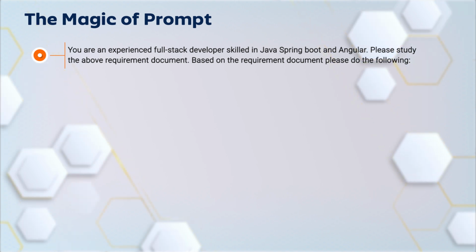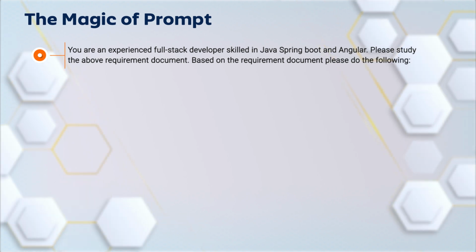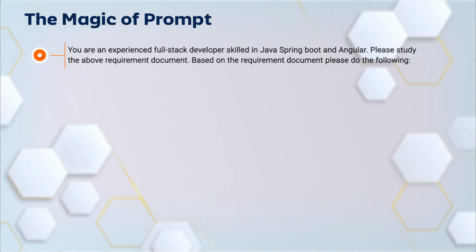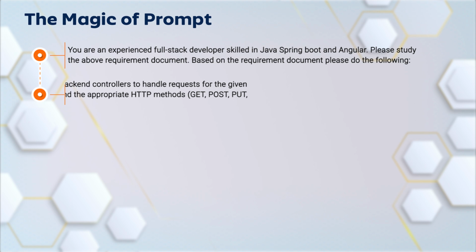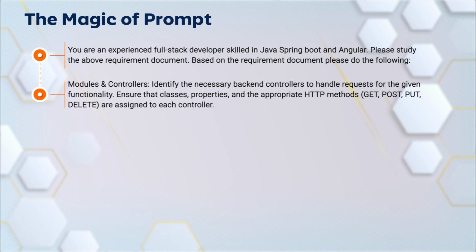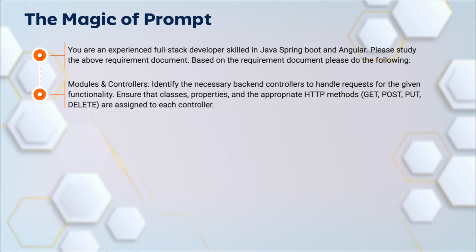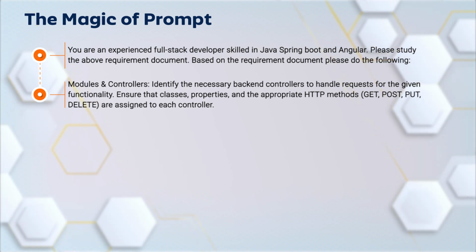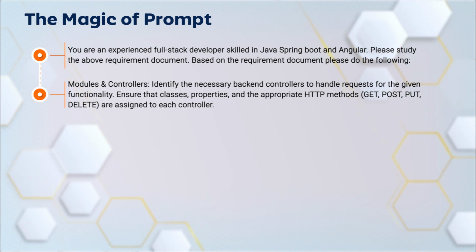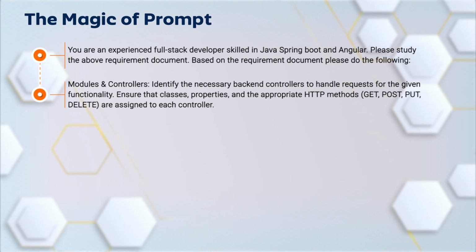You are an experienced full-stack developer skilled in Java, Spring Boot, and Angular. Please study the Evolve requirement document. Based on the requirement document, please do the following. Modules and controllers. So this line will instruct the AI tool to generate the modules and the controllers. Identify the necessary backend controllers to handle requests for the given functionality. Ensure that classes, properties, and the appropriate HTTP methods are assigned to each controller. I hope you understand what it will help us to do.